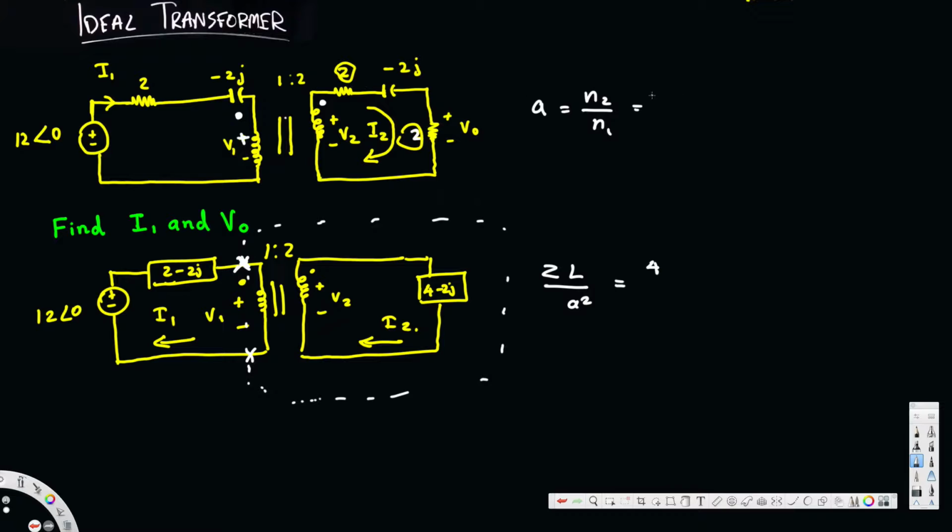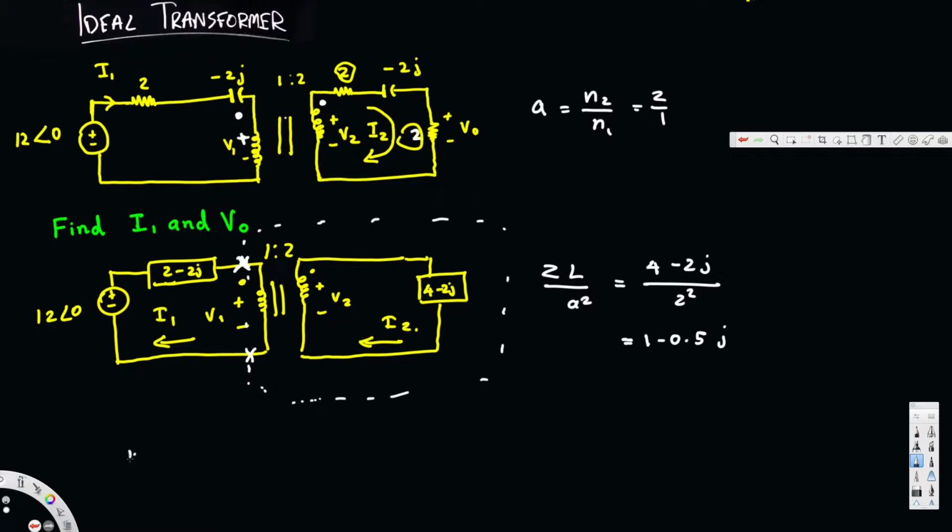N2 is 2 divided by 1. Now here we have ZL over A square, that is basically 4 minus 2j, this impedance, divided by A square, which is 2 square, and that gives us 1 minus 0.5j. That's going to be the equivalent impedance we are going to place right here. So we just remove this whole circuit and equalize this one to an impedance, and that's going to be, okay, let's write this here.